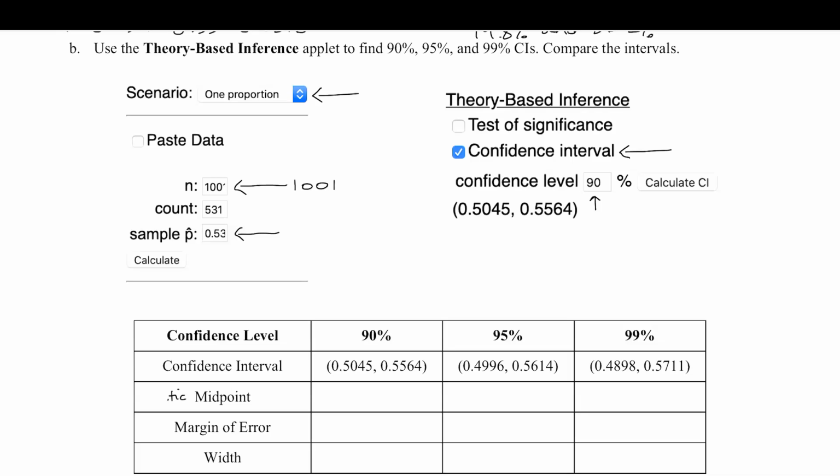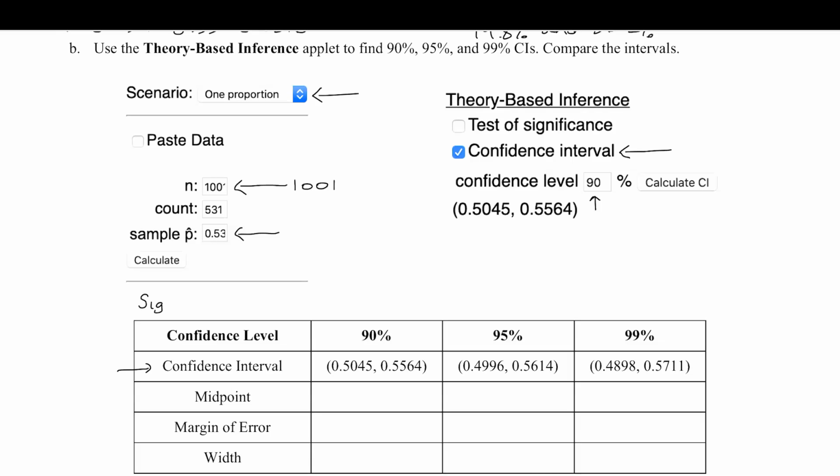Then you can change the confidence level to 95% and click on Calculate, and then you can change it to 99% and click on Calculate, and you should see the intervals that I have in the table under the confidence interval row.